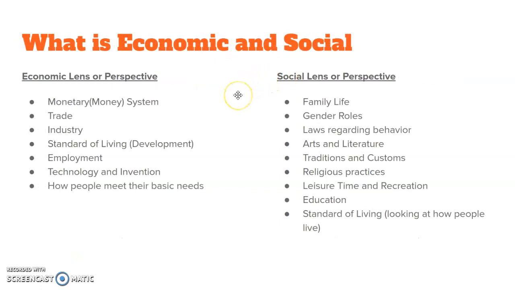So let's break that down. What does that look like? Well, first, economic and social. So any type of economic lens or perspective could be anything monetary or money related, right? Trade, technology, employment, the standard of living. And then when we talk about social perspective, how people are living with their families, gender roles, like the roles of women, traditions, religion, education, and once again, standard of living. So looking at how people live.